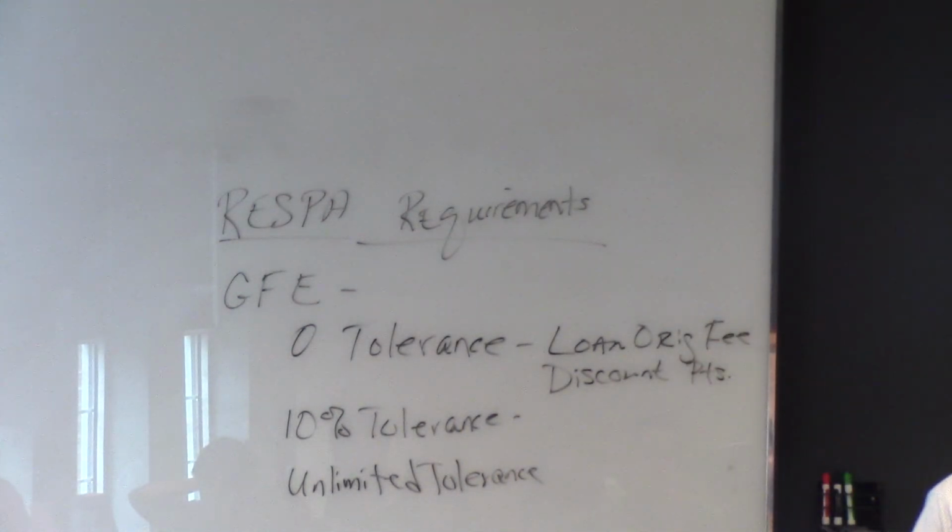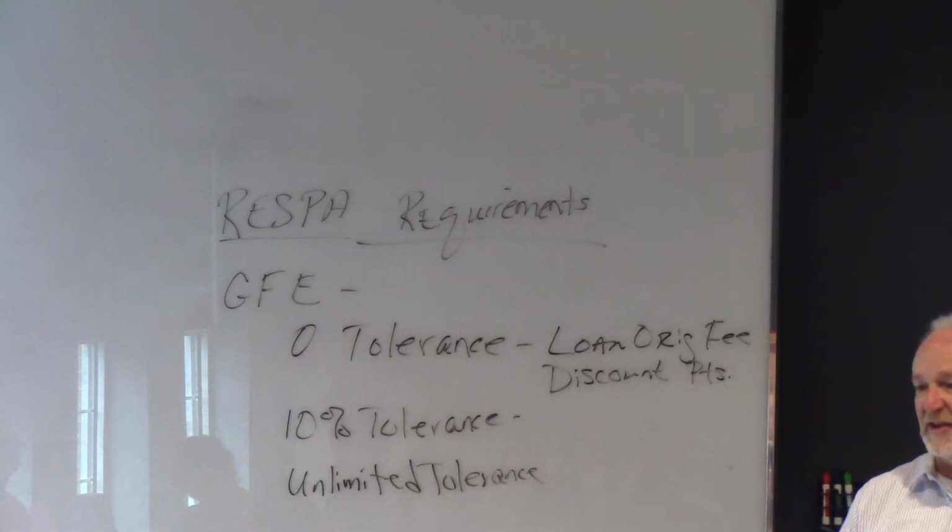Now let me go back and look at those categories again. Zero tolerance. If this is a fee that the bank can charge, it better not change. Okay? 10% tolerance will allow for a little bit of change there because the lender can't control those. They haven't said that it can't be outside that 10%. Okay? And then you pick some, you pay for it.